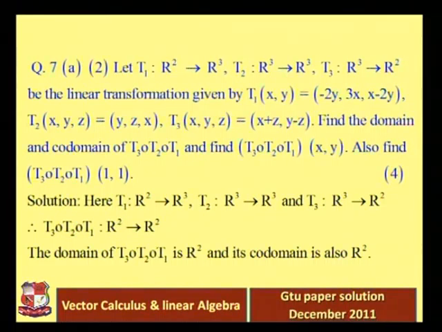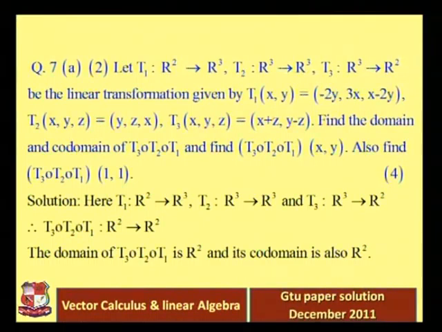Question 7a, second part. Let T1 from R2 to R3, T2 from R3 to R3, and T3 from R3 to R2 be the linear transformations given by T1(x,y) equal to (minus 2y, 3x, x minus 2y), T2(x,y,z) equal to (y, z, x), T3(x,y,z) equal to (x plus z, y minus z). Find the domain and codomain of T3, T2, T1, and find T3 T2 T1 of (x,y). Also find the composition of the 3 transformations of (1,1).